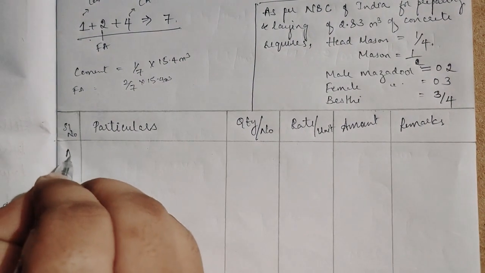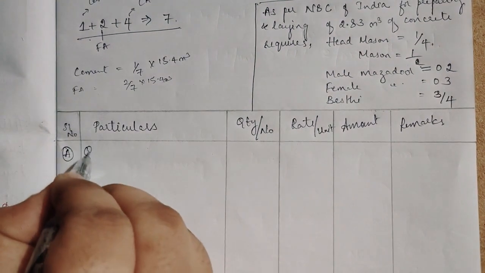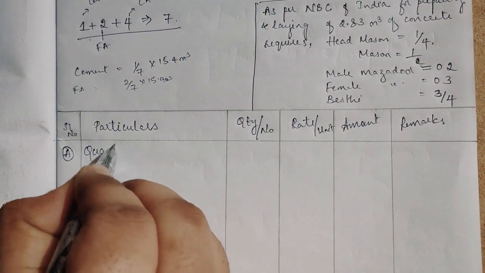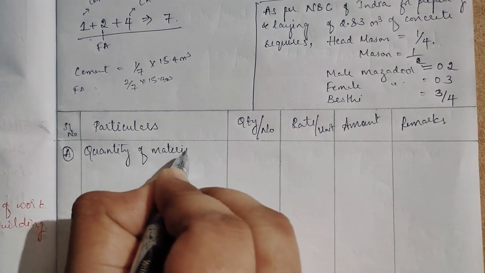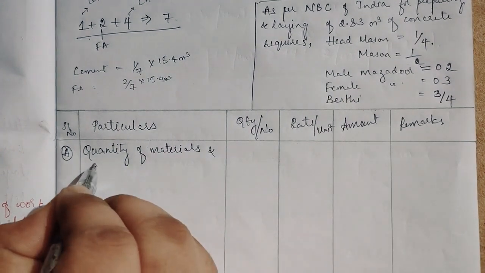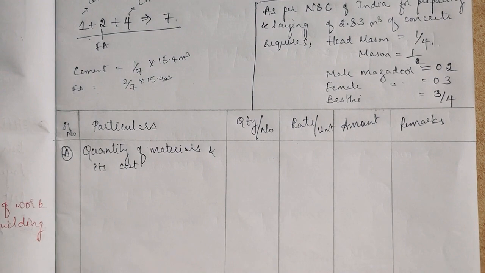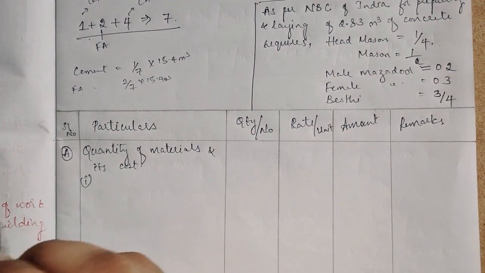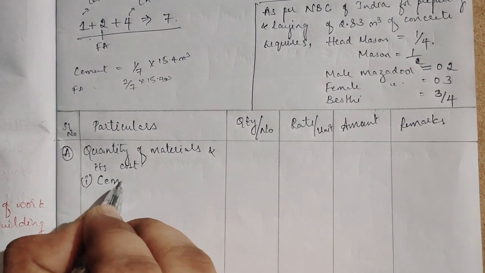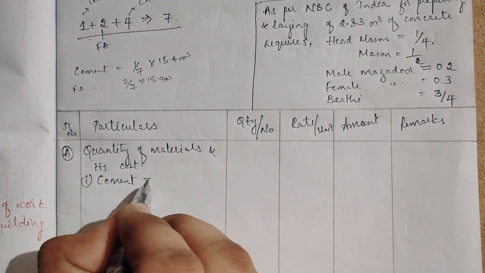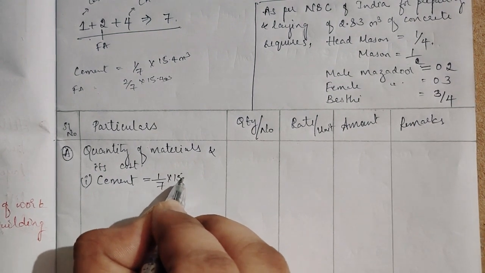So first one I will take, that is quantity of materials and its cost. Okay, what are the quantity of materials? For the cement concrete work, we need cement. They have already given the ratio. Cement, what we need, 1 by 7 into 15.4.